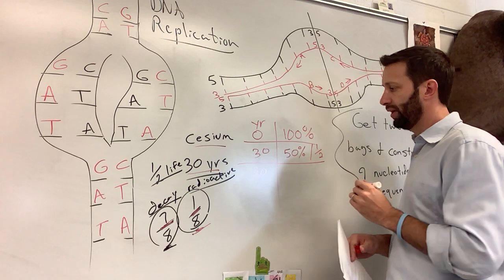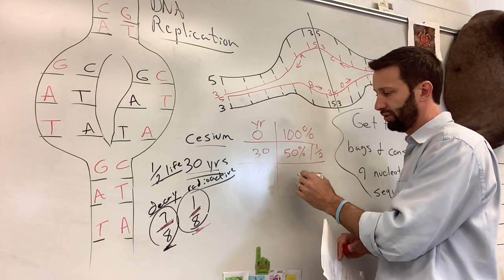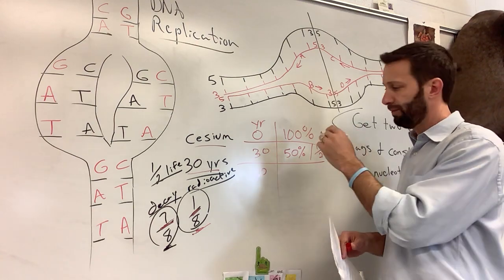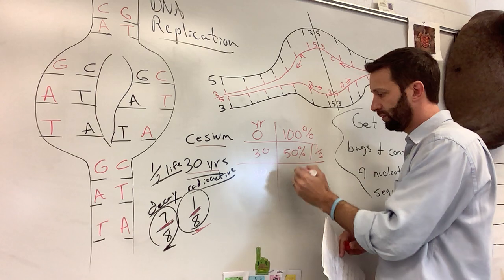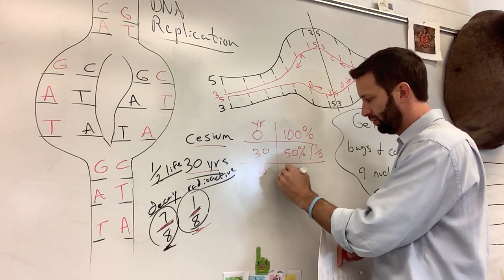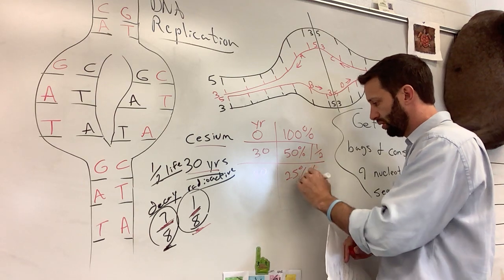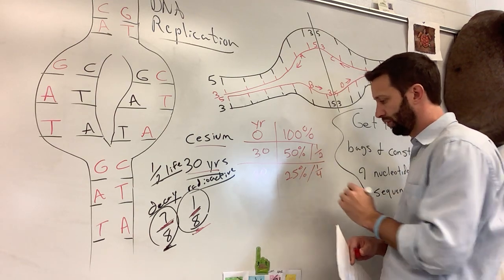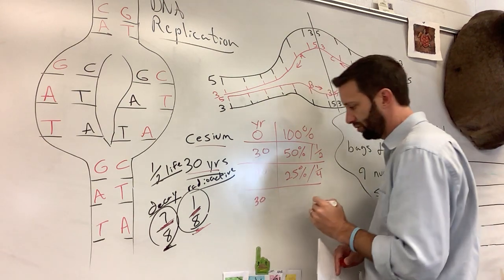A lot of people think none, because if half of it breaks down after 30 years, you would think the other half breaks down after another 30 years. No, it's half of whatever you had originally. So at the end of 30 years, we've got 50%. Then we would have 25% left over after another 30 years, or 1/4. Okay, and then another 30 years. How much of that original amount are we left with?